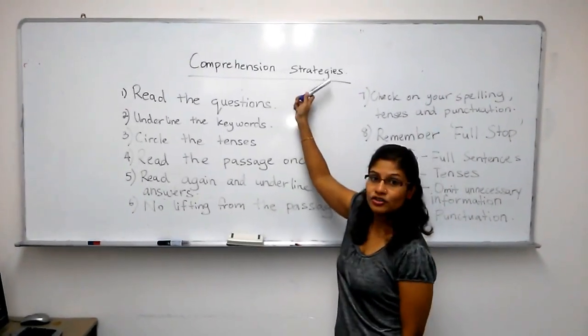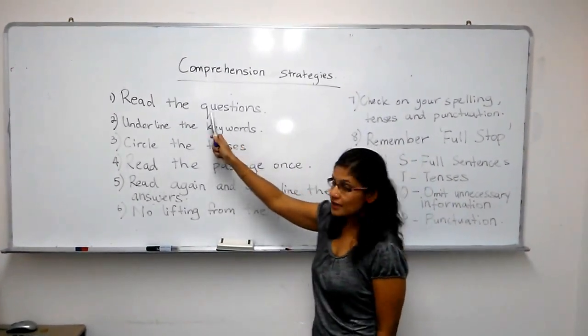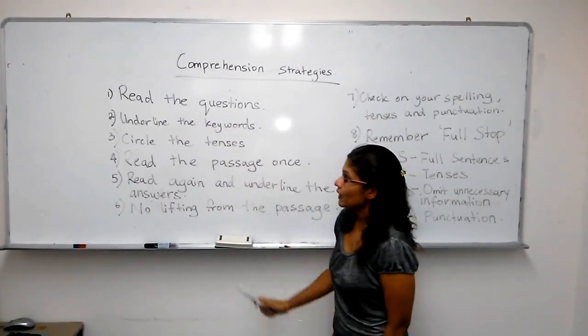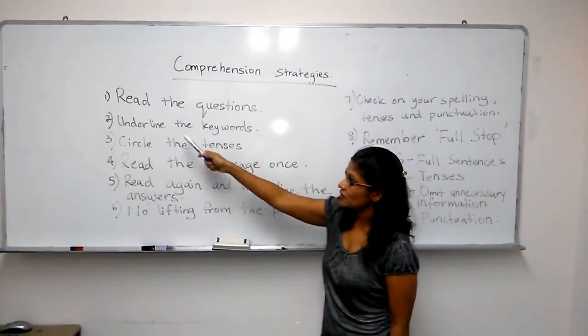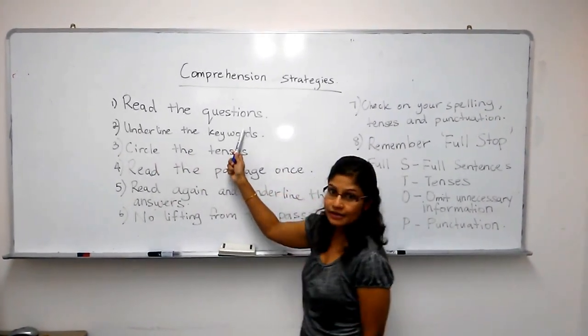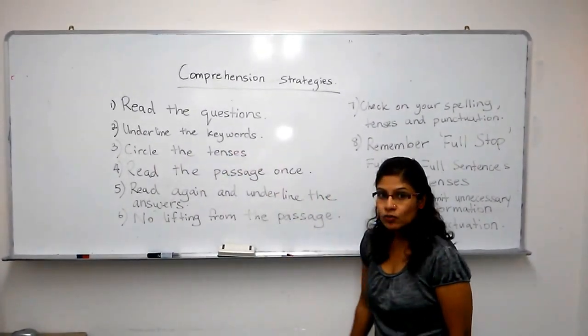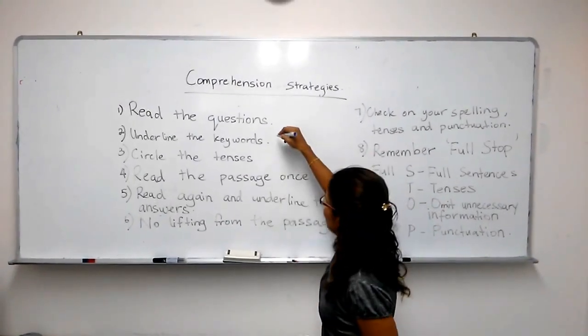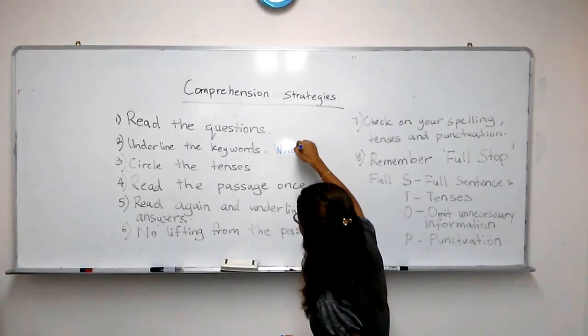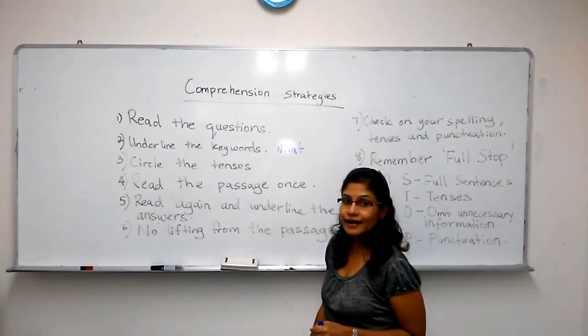Let's look at the comprehension strategies. Now, the first thing you need to know, you need to read the questions first. So when you read the questions, a few things you have to take note of. First, underline the keywords. What do I mean by keywords? When we talk about keywords, we are talking about words like what, the 5 W's and 1 H.